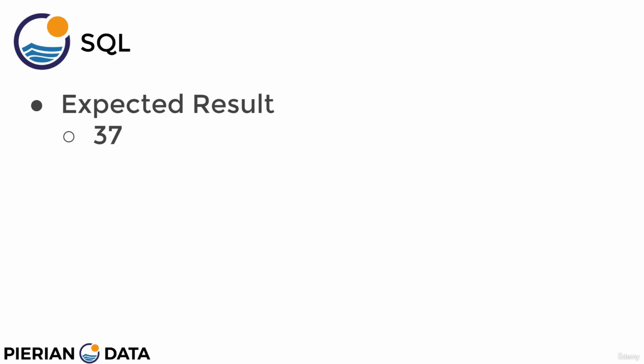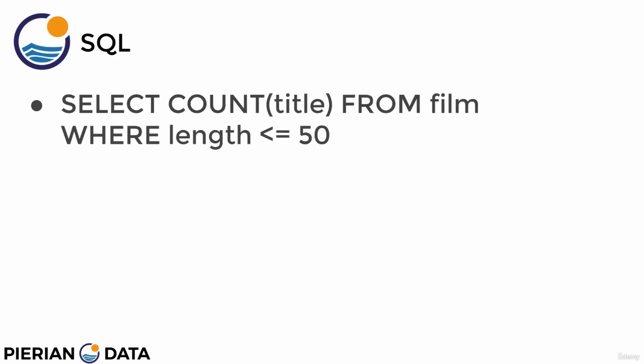So here's the solution. All we need to do is select, and then we can count the title from film where length is less than or equal to 50. And keep in mind, I don't necessarily need to count the title column. I could be counting anything there. So that could have been an asterisk as well.